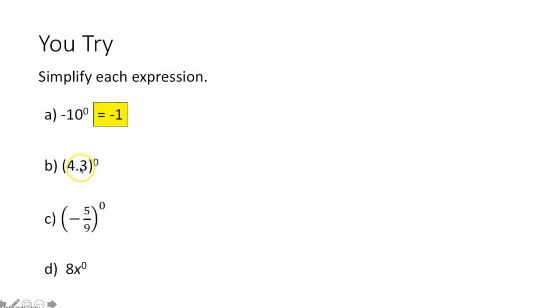4.3, it's a non-zero number raised to the zero power. That's going to equal 1. Same thing here. We have parentheses around the negative 5/9, which means we're going to take this number, raise it to the zero power. That's going to be equal to 1.